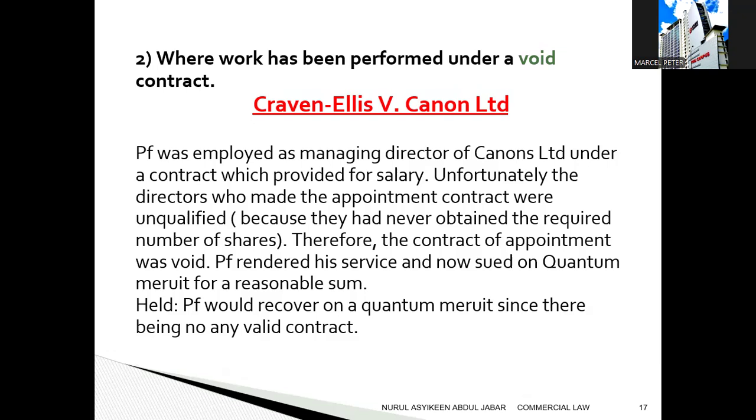Okay? So, quantum meruit can be claimed when one party refuses or abandons the contract, or when the work is done under a void contract. The purpose is to ensure fairness and prevent unjust benefit to one party.